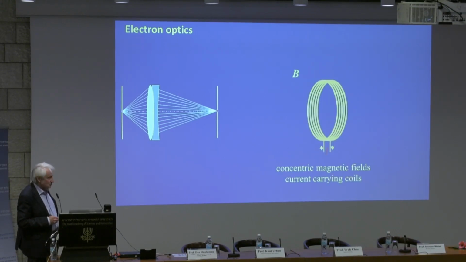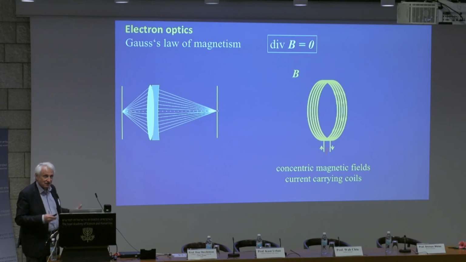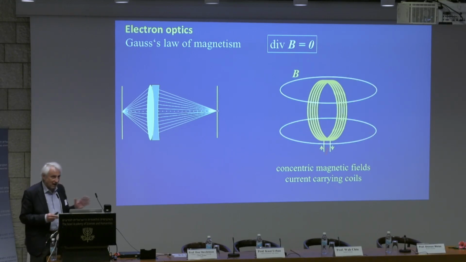In electron optics, the lens action is performed by concentric magnetic fields, and this is where the problems start. Magnetic fields have to obey a basic law of nature, the Gauss Law of Magnetism, which is one of the four Maxwell's equations. This law says that the divergence of the magnetic field vector has to be zero, which means in practical terms that the magnetic field lines have to be closed, and as a consequence, you can only construct converging but no diverging lenses.